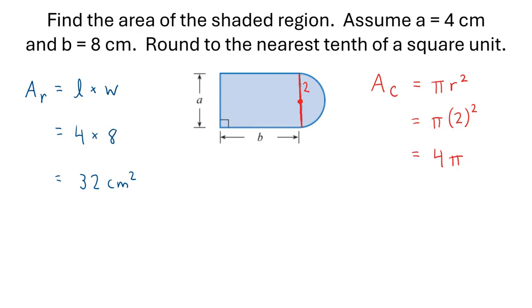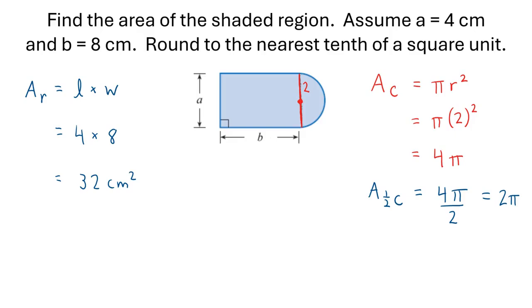But we only have half of the circle. When we use the formula for the area of a circle, we find the area of the entire circle. But we only have half of the circle. So now we just cut the area of the whole circle in half by dividing it by 2. So the area of our semicircle is the whole area, 4 pi, divided by 2, which gives us 2 pi.